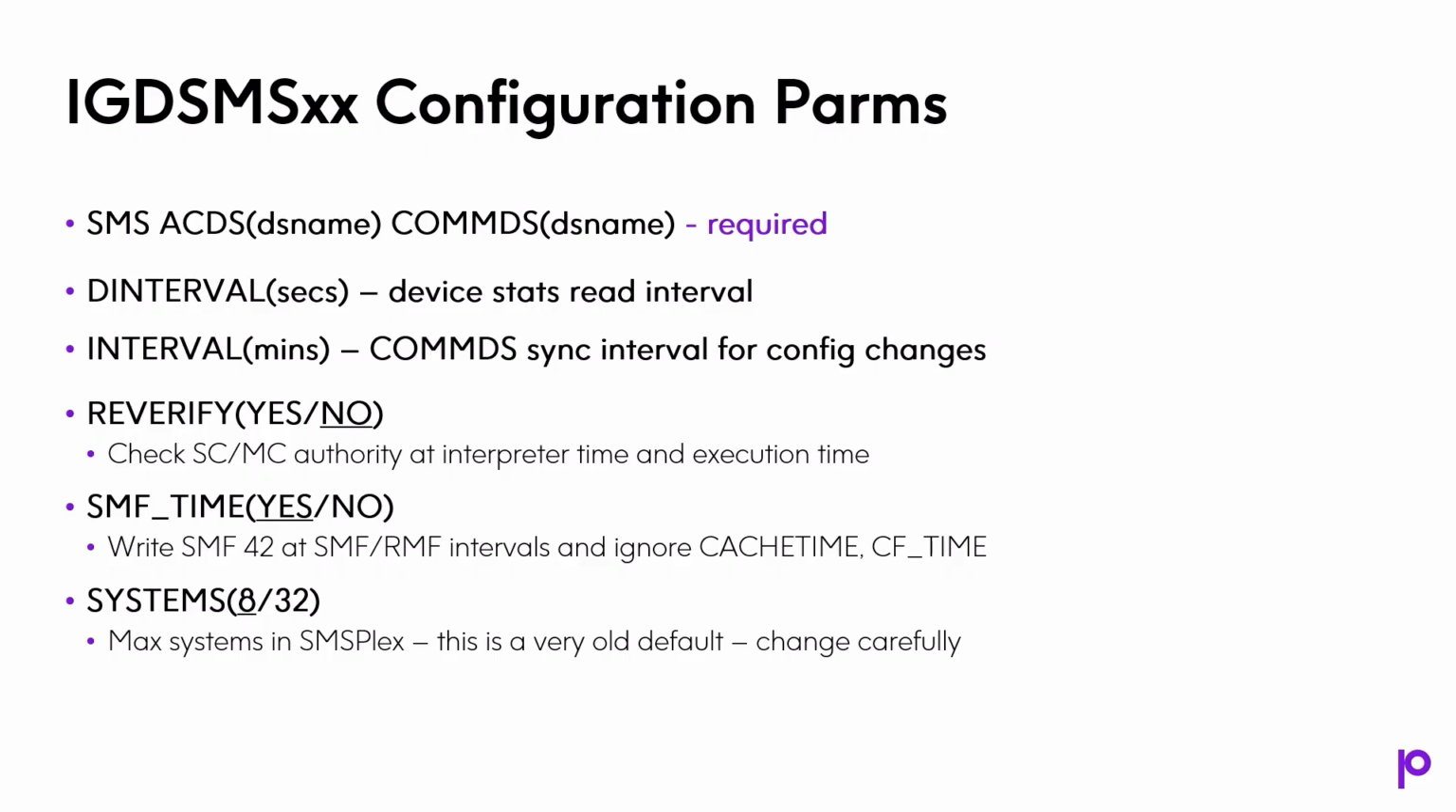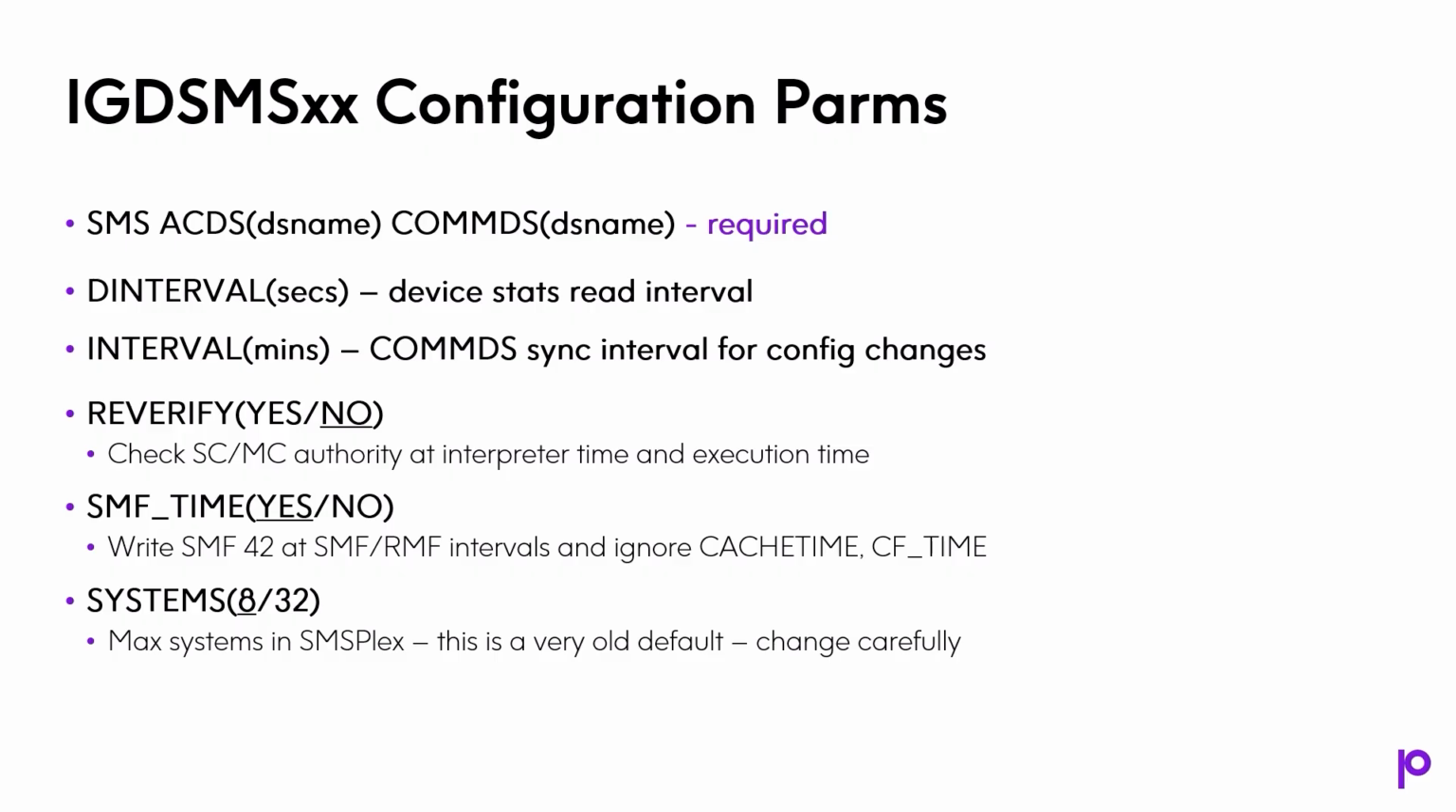SMF time: by default, when do I write an SMF type 42 record? There are a number of SMF 42 subtypes that SMS writes, mostly having to do with record level sharing and transactional VSAM. So when do I write those? Do I write those at the SMF interval, or do I write them at the other intervals that might be specified in the IGDSMS parameters, cache time and coupling facility time? The default is just to cut the SMF 42 records at the time I cut other SMF records.